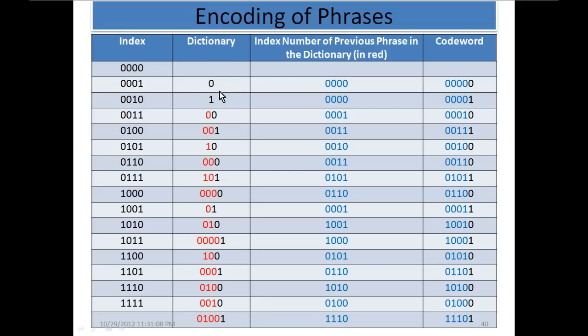Initially the buffer is empty, there is no bit stored in it, so initially the index number is 00, that is empty, so this index number is added with this new bit, which gives 00000. This 0 is the phrase which is output, at the same time it is added into the dictionary, and this 000 is the location index of the previous phrase. Since there was no previous phrase, the index number is 4 zeros.